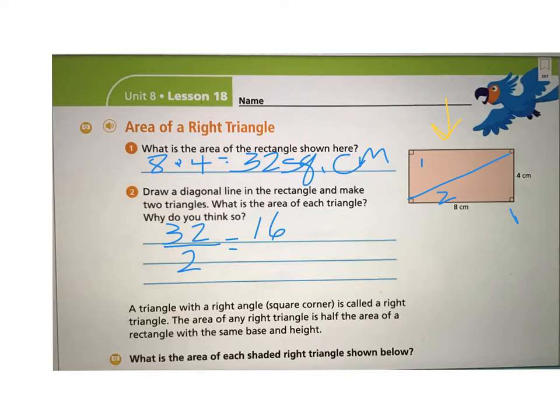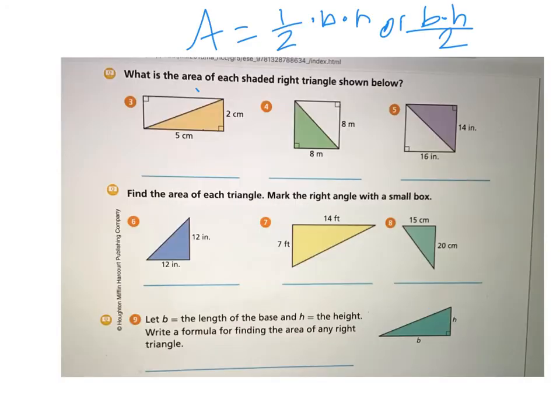So remember, a triangle with a right angle is called a right triangle. The area of any right triangle is half the area of a rectangle. That's why I just took the area of a rectangle and divided by 2, because I know that my formula is 1/2 times base times height. So let's work on a few of these. Remember, area of a right triangle is 1/2 times base times height, or we can write it this way, base times height divided by 2.